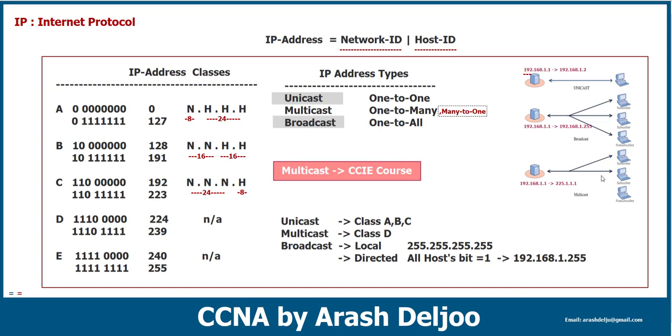Look at here, this is multicast, when one system sends traffic to many systems, multiple systems. In these types of communication, we are using class D IP addresses. Class A, B, and C are used for unicast communication, and class D IP addresses are used for multicast communication, when we are sending traffic from one system to many systems.